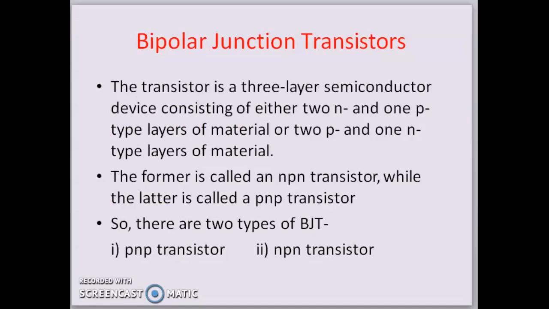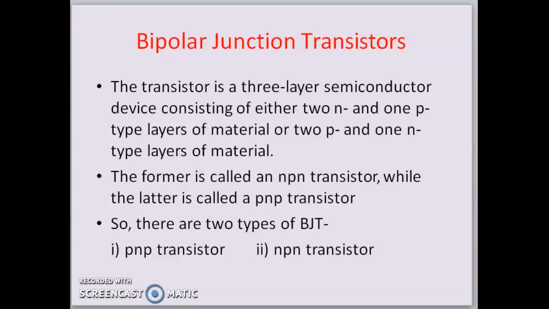Now, what is bipolar junction transistor? All of you know the transistor is a three-layer semiconductor device consisting of either two N and one P-type layer of material or two P and one N-type layers of material. The meaning of this is NPN or PNP. The former is called an NPN transistor, while the latter is called a PNP transistor.